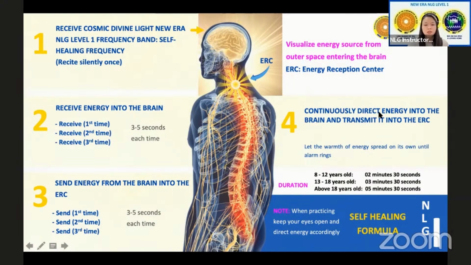And then step 4: Continuously direct energy into the brain, that is from outer space to the brain, and transmit it into the ERC. Let the warmth of energy spread on its own until alarm rings. So once again, this step 4 is an ongoing thing. It instructs you to continuously do it. You don't have to recite step 4 over and over again. More importantly, it's about how you direct this energy. You direct it into the brain and then you transmit it to the ERC. Okay, so that's how we would do it. That's pretty straightforward.